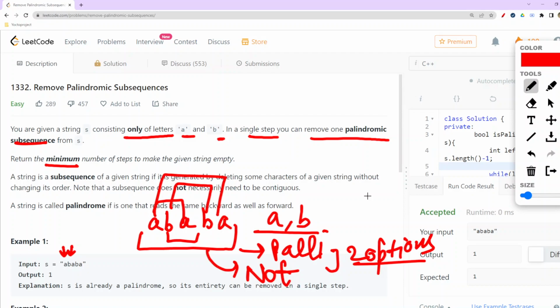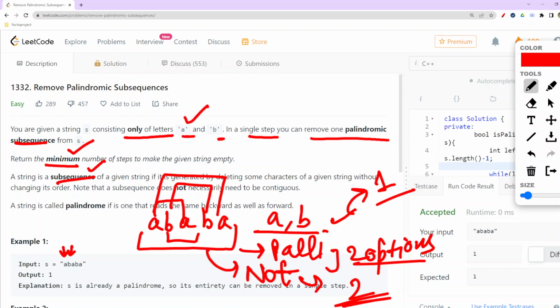If it had been not only A and B, with some more characters, then yes, we would be required to check some possible combinations, because we are required to find subsequences. But because of these three things, the minimum, only two letters being present, and subsequence, we can think about the solution: if we are given a string that is a palindrome, then we directly return 1. But if it is not a palindrome, then we are required to return 2.